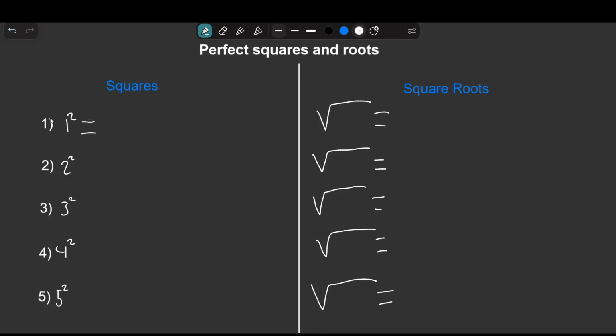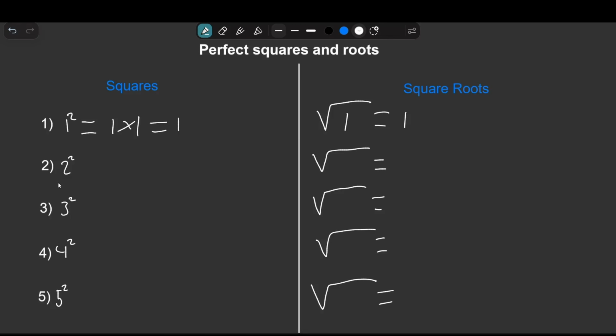So for the first one, we have 1 squared, where we do 1 times 1. This will equal 1, of course. So 1 squared will equal 1. And for the square root of 1, now, as I said, we need to think what times itself will equal 1. That's, of course, 1. So the square root of 1 will also be 1.